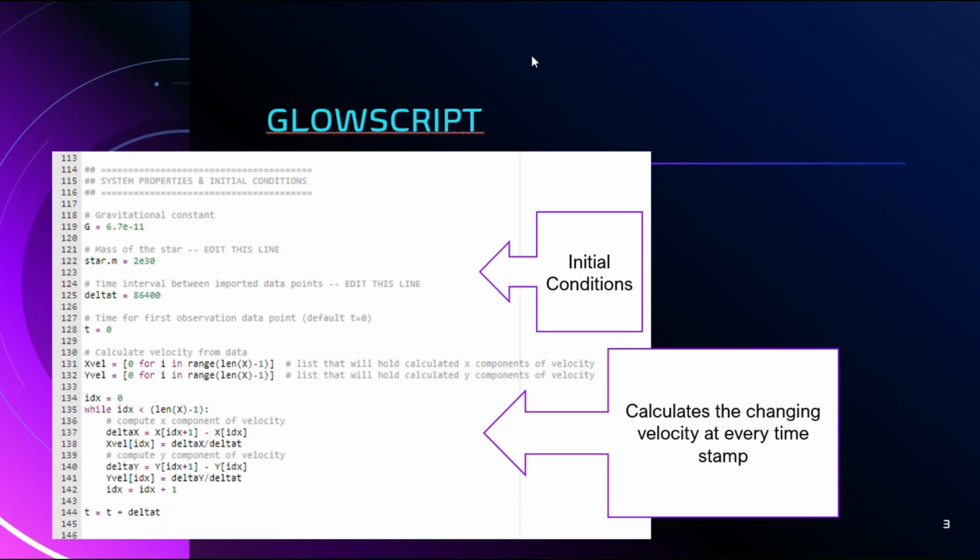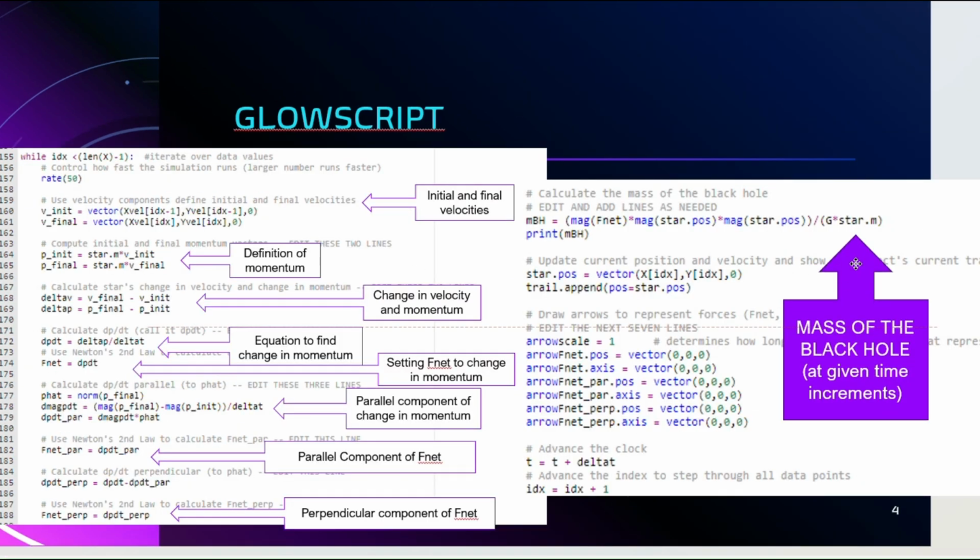Basically, in the initial conditions, you can see the gravitational constant, the mass of the star that was given to me, and then the delta t time. This calculation over here is going to allow me to find the velocity at every time stamp, because it's going to be changing. It's not a circular orbit; it doesn't have a constant radius.